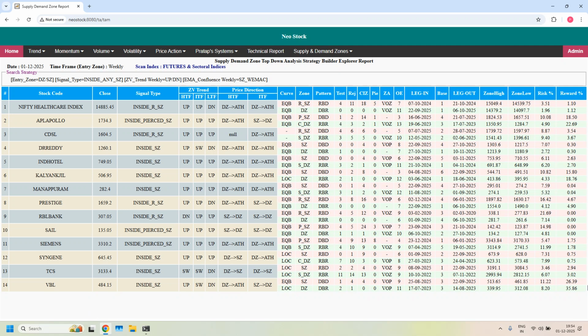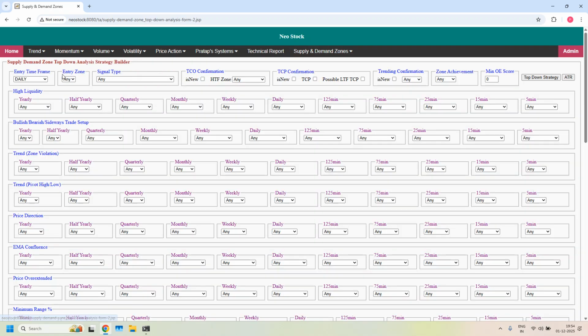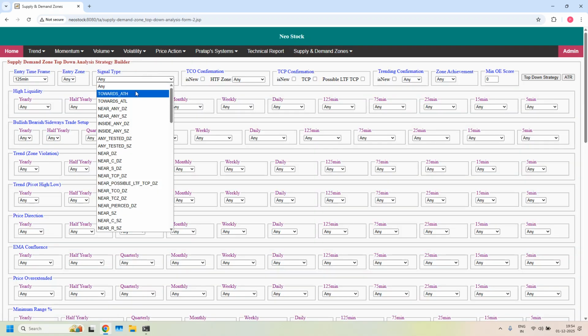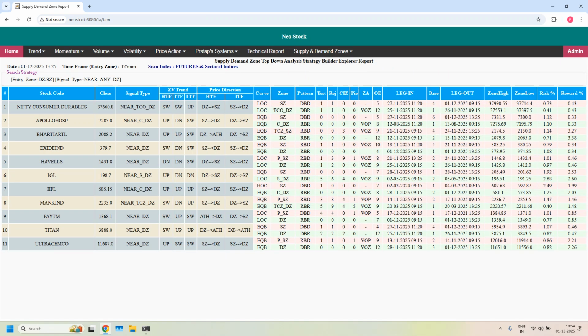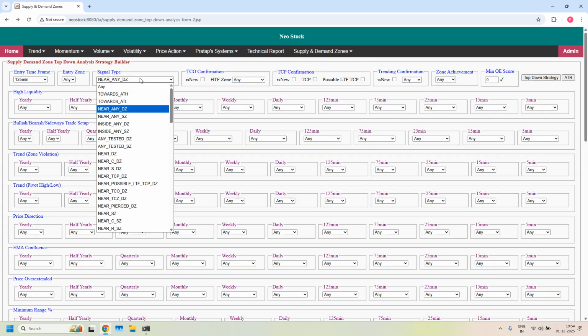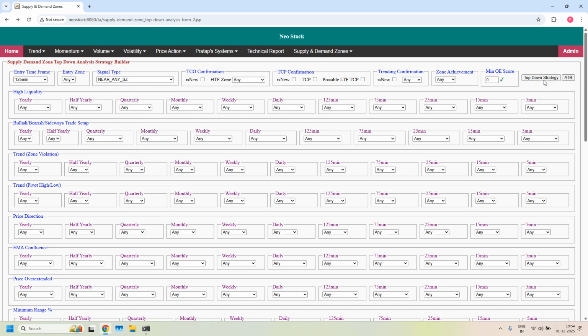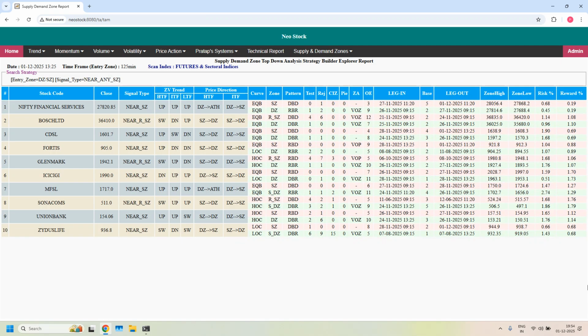Next time frame daily was already generated in the beginning of the report. So the next time frame is 125 minutes. Stocks near to the 125 minutes demand zone, we got 11 stocks. Next, stocks near to the 125 minutes supply zone, we got 10 stocks.